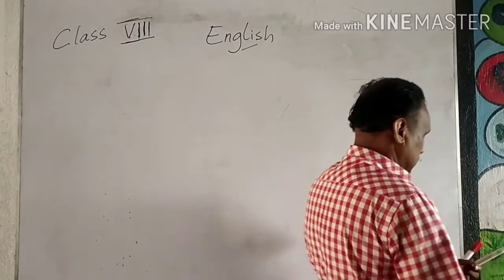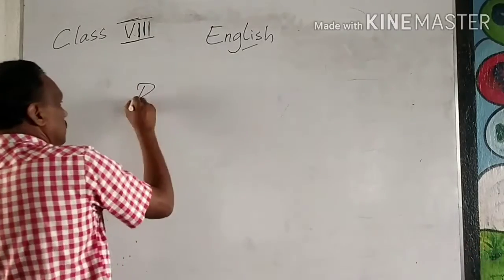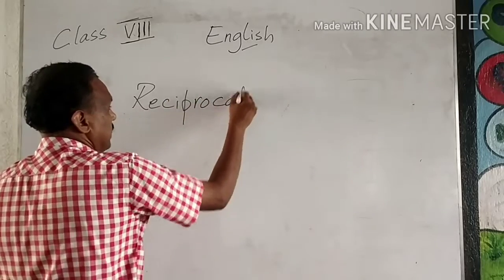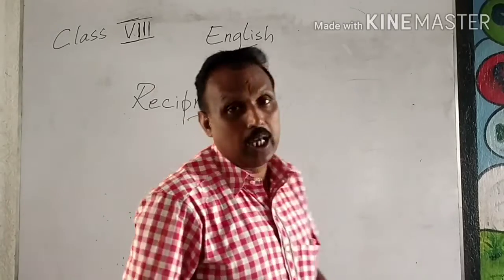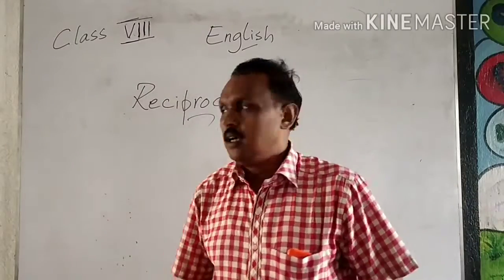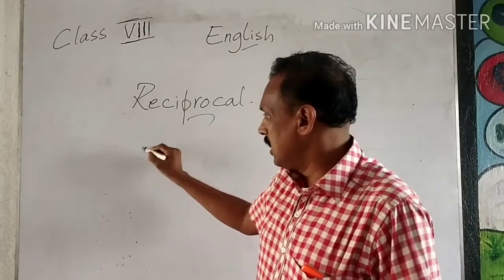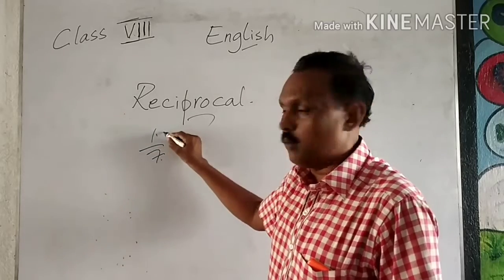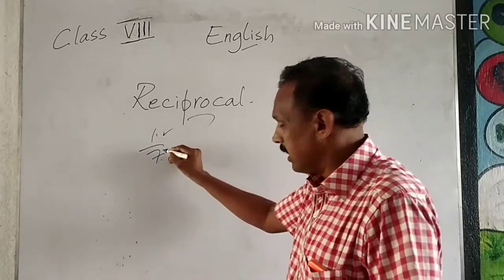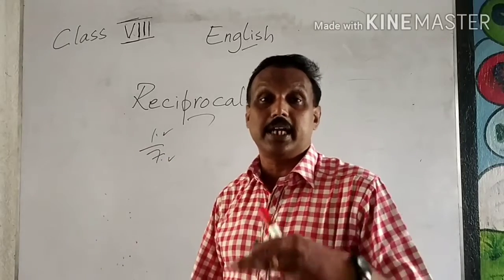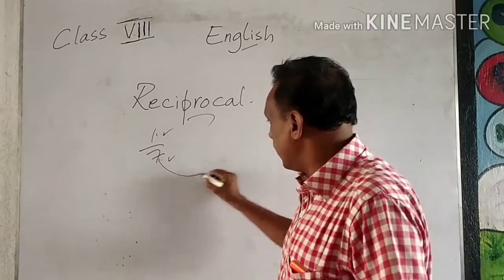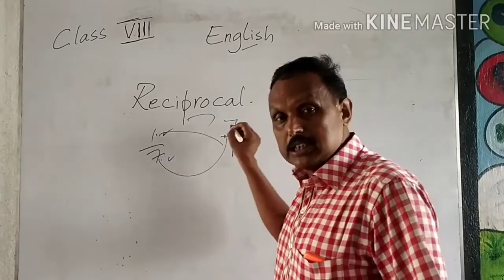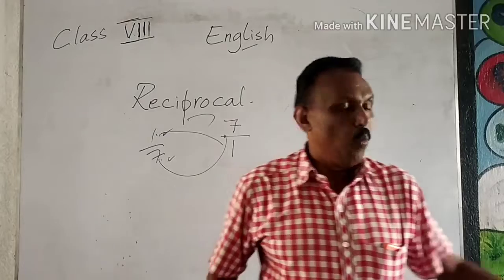Then we will see the reciprocal pronoun. You might have studied the reciprocal pronoun in class 7. Reciprocal means to reciprocate. You might have studied the reciprocal in mathematics. What is the reciprocal of 1 by 7? 1 is the numerator, 7 is the denominator. In mathematics we say inverse multiplication. So the denominator becomes the numerator and the numerator becomes the denominator. The reciprocal is 7 by 1.